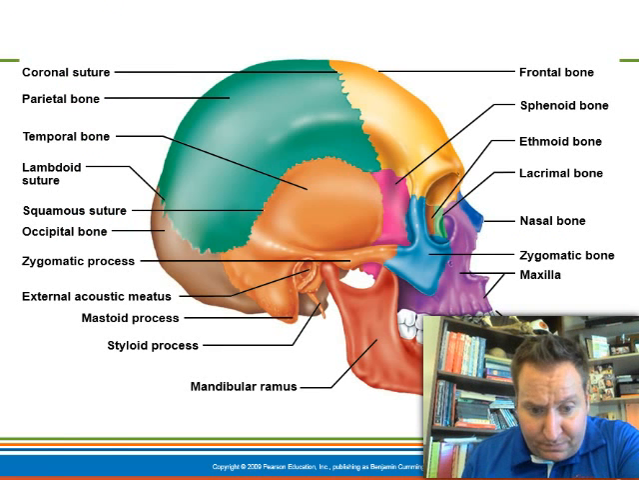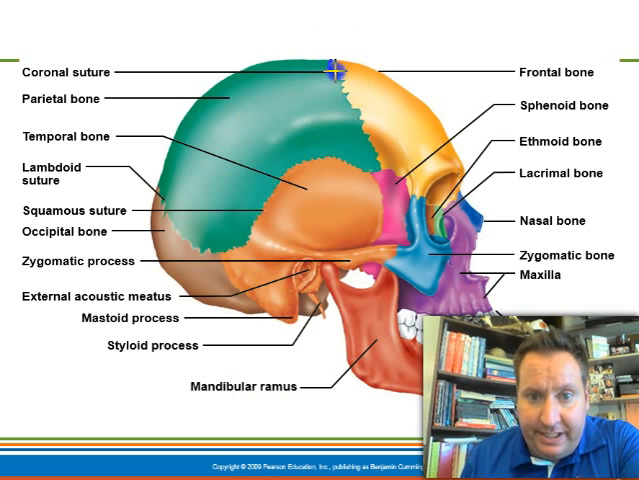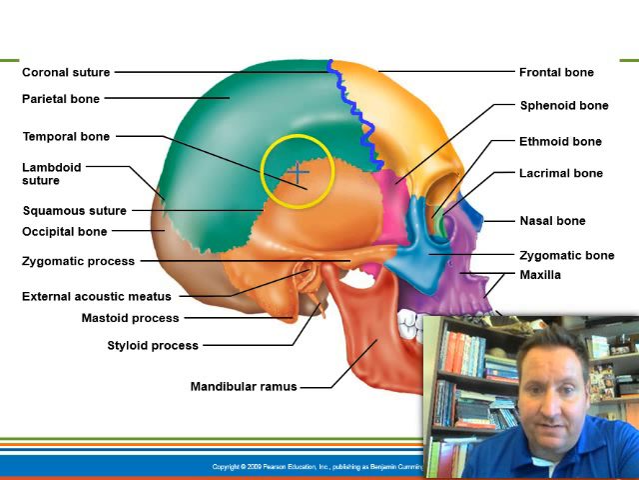So, let me get out my drawing tool here. You can see these are the sutures that are right here. They kind of fit together like pieces of a puzzle. But let's take a look at the actual cranium itself.